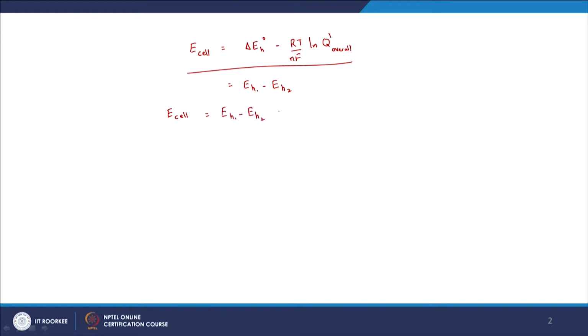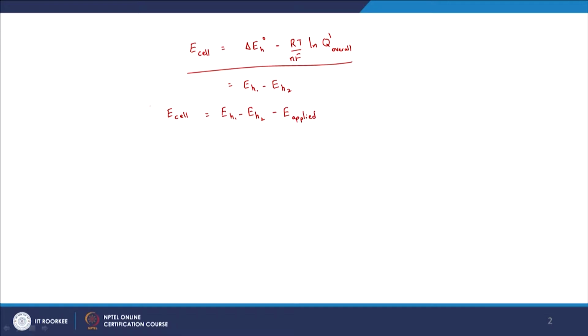So here we have E cell equal to delta EH naught minus RT by nF natural logarithm of Q dash of the overall reaction. This is something that we have looked at in the previous session, and that is also equal to EH1 minus EH2. So when we look at the applied potential, E cell is going to be written as EH1 minus EH2 minus this applied potential.